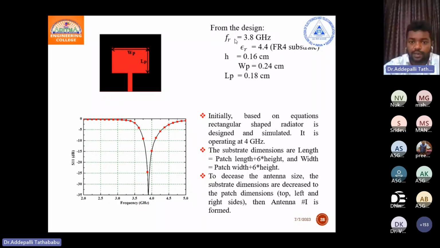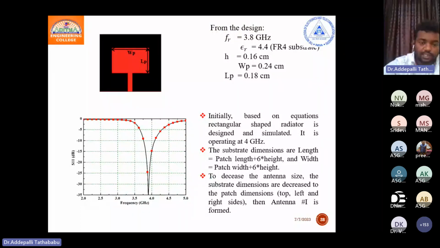Suppose it is 3.8. Suppose you take this one as 1, the frequency decreases, then WP and LP may be 40 and this one may be 35, like that. So the size of the antenna and the frequency of operation are inversely proportional. By using those equations, we can design the antenna at any frequency.